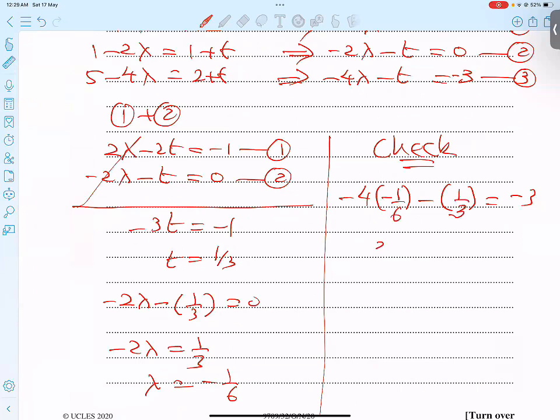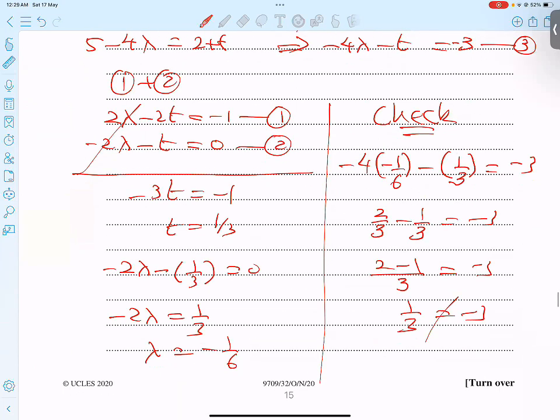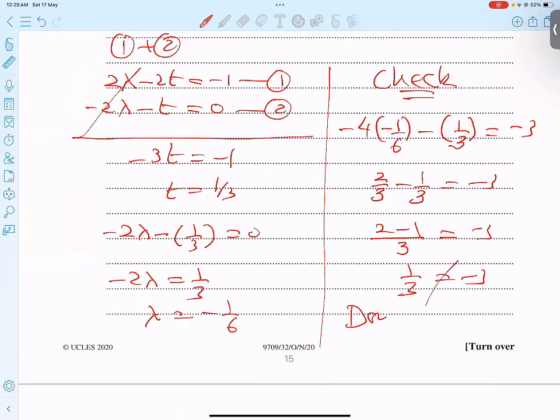So I got 2 over 3 and minus 1 over 3 on one side, and negative 3 on the other. And I got 3 and 2 minus 1. And I got 1 over 3. They are not equal, so they don't intersect. If they were equal, they would intersect.